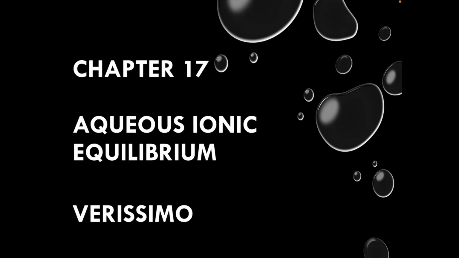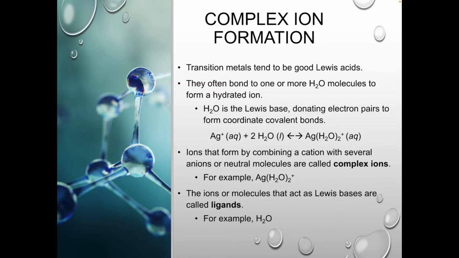Everyone! Welcome to part 5 of chapter 17. Today we are going to talk about complex ion formation and look at how they increase the solubility of some otherwise insoluble compounds. Okay, so complex ions. They're not as complex as they appear to be initially, and so we're going to talk about what they are and how they react.